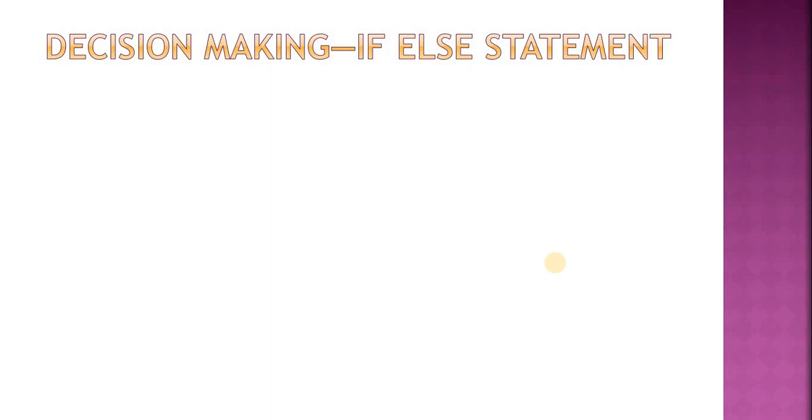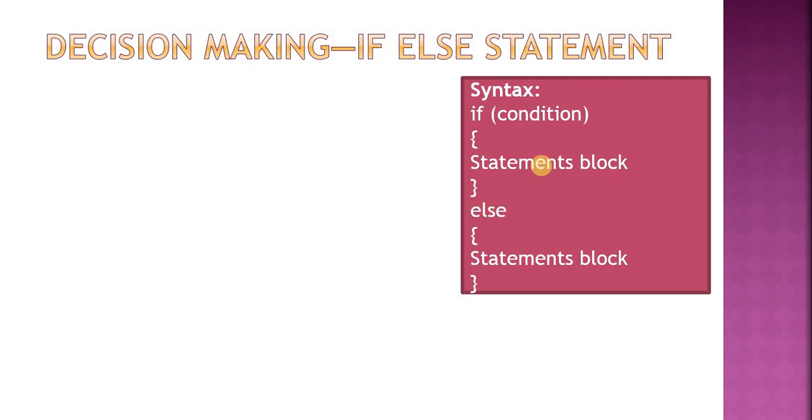Let us have a look at the if-else statement that we have learned just now. So here we have the syntax. If condition. The condition is written inside the parentheses. Opening curly brackets, statements block. This is the statements block of if. After all the statements are completed, we close the curly brackets of if. Once if is completed, we start else. Opening curly brackets of else. Statements block. So the statements of else. Then closing curly brackets. This is the closing of else.